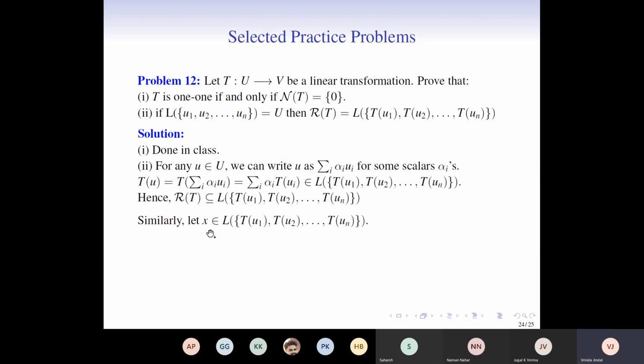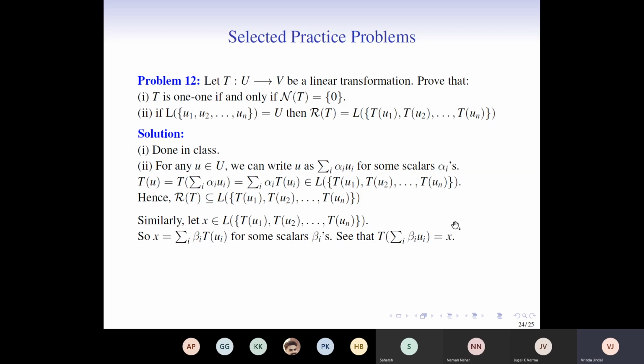Similarly, we prove it the other way around. Say we have X, which belongs to the linear span of T of ui's. So X could be written as a linear combination of T of ui's because it belongs to the span of T of ui's, basically by definition. And this X could be written as T of some summation of the ui's, because T is a linear transformation.